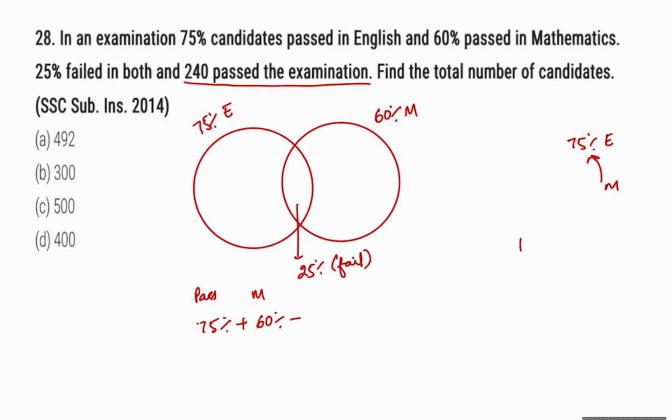Pass in both, that is the number of students who pass in both. 100% minus fail in both. 100% minus 100% pass minus fail in both. Is that fair like it? 25% fail. Fail in both is 25%, so pass in both is at the time 75%.